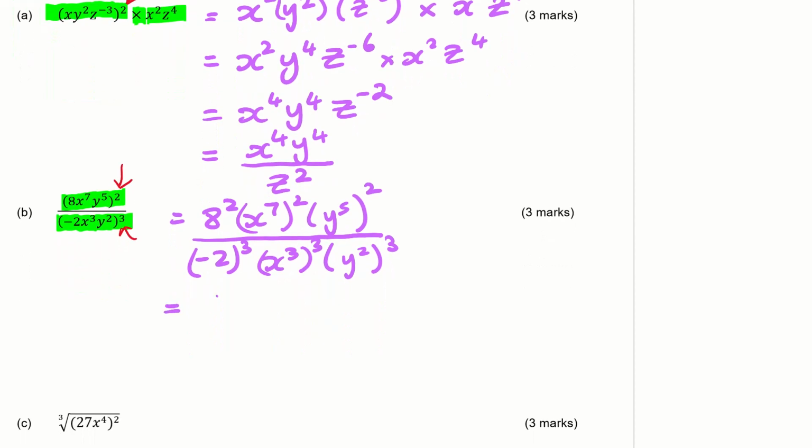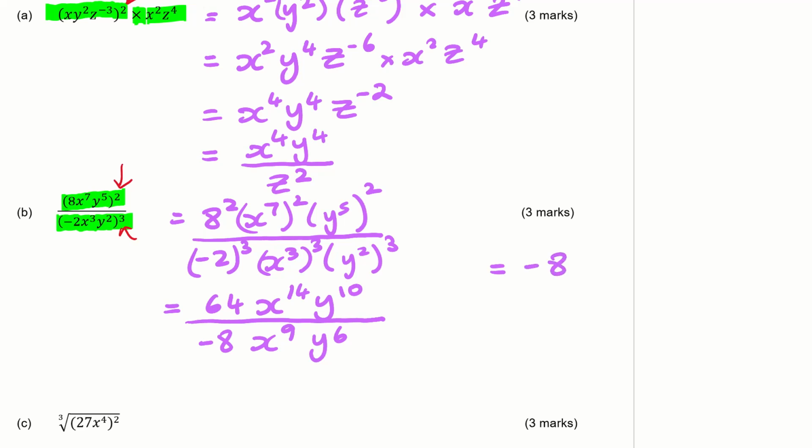So that's 64 x¹⁴ y¹⁰. Now negative 2 cubed, negative 2 times negative 2 times negative 2, is negative 8. x⁹, y⁶. 64 divided by 8 is 8, so that's going to be negative 8. And then we're dividing with the x's, so 14 take away 9 is 5, we get x to the power 5. And 10 take away 6 is 4, so we've got y to the power 4.